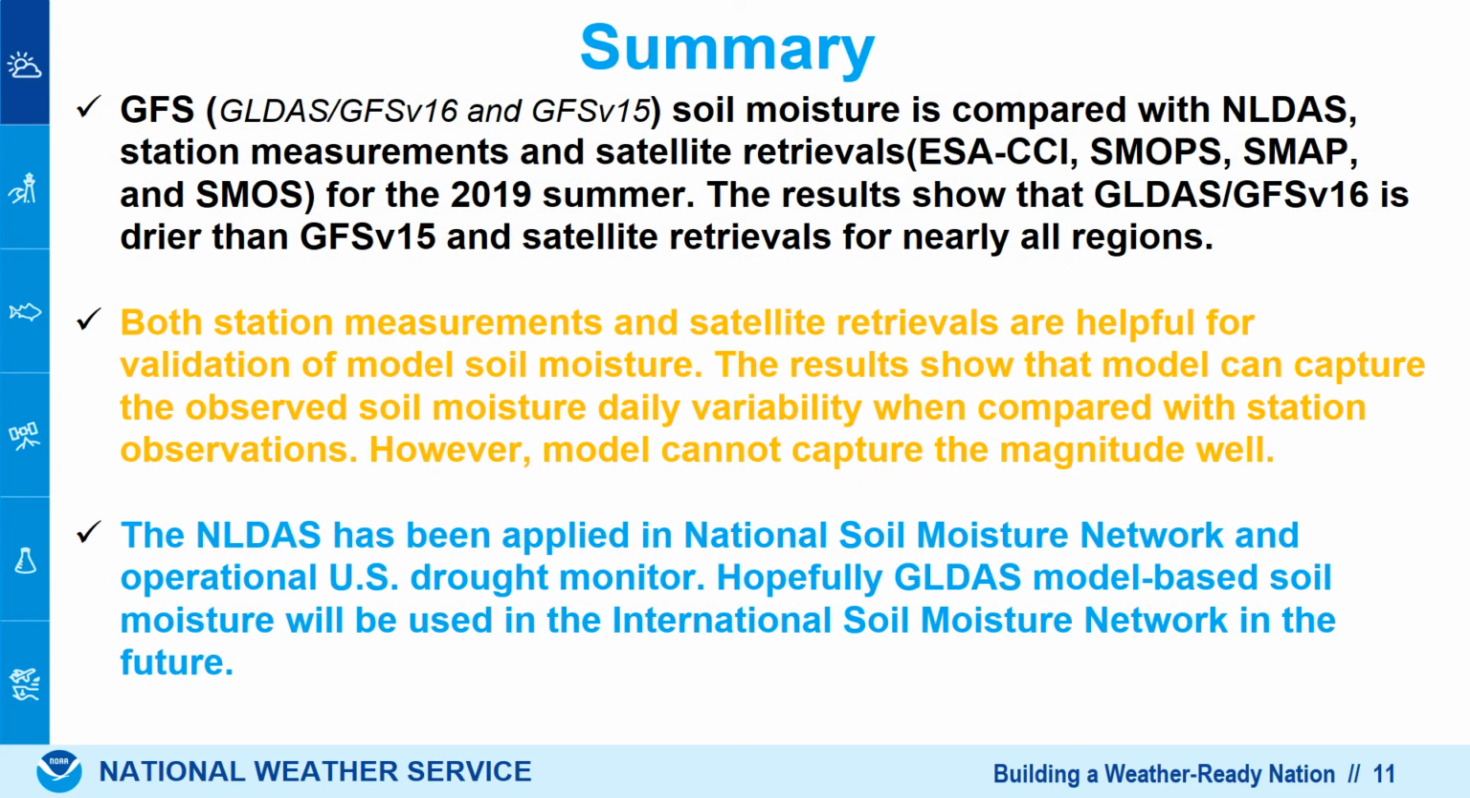This slide shows a summary. GFS soil moisture is compared with NLDAS, station measurements, and satellite retrievals for the 2019 summer. The result shows Geodata's GFS V16 is drier than the GFS V15 and the satellite retrievals for nearly all regions. Both station measurement and satellite retrieval help for validating model soil moisture. The model can capture the observed soil moisture daily variability when compared with station observations. However, the model cannot capture magnitude well.